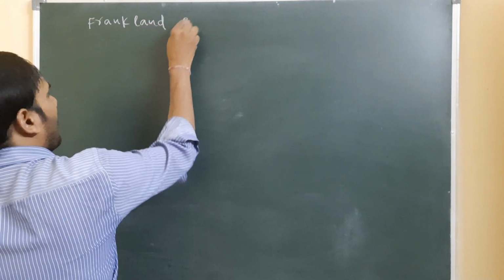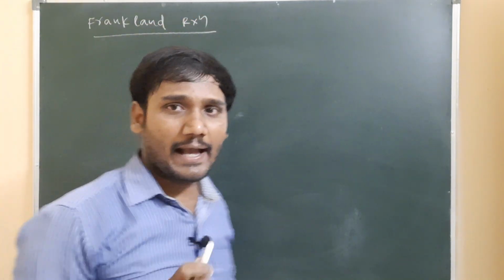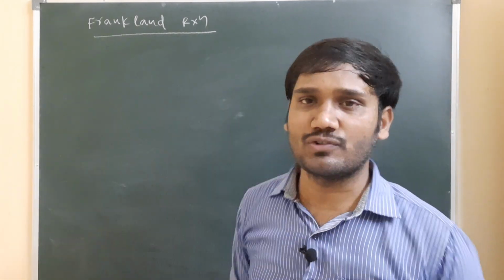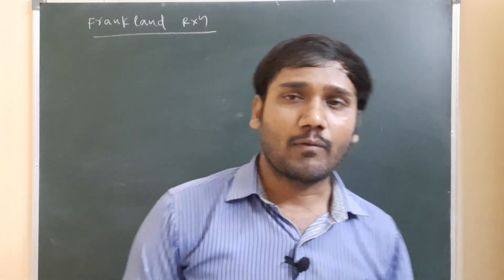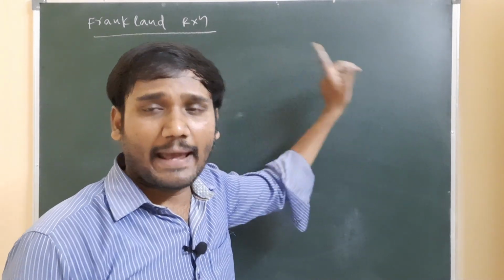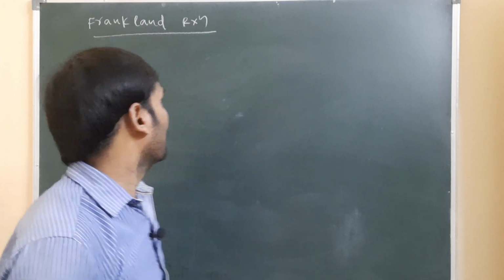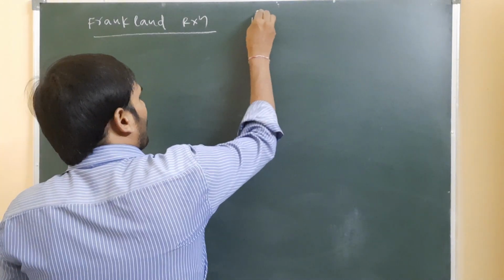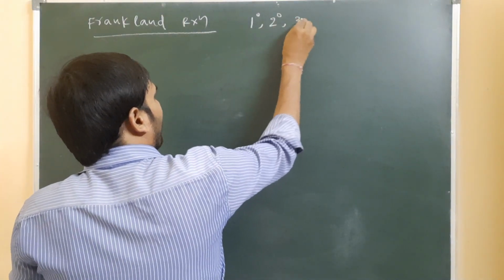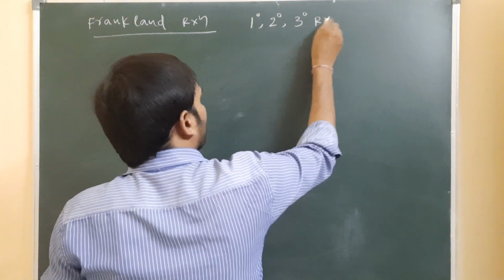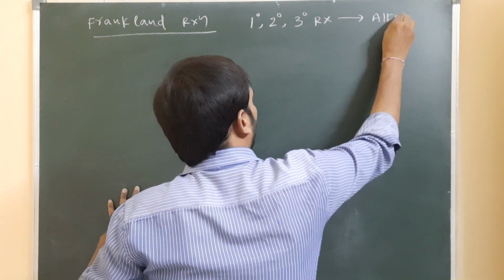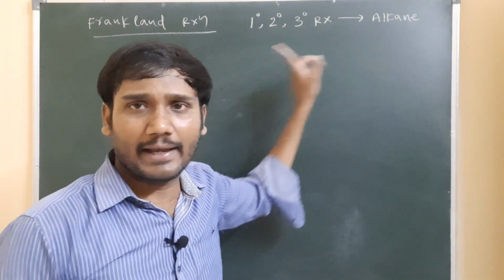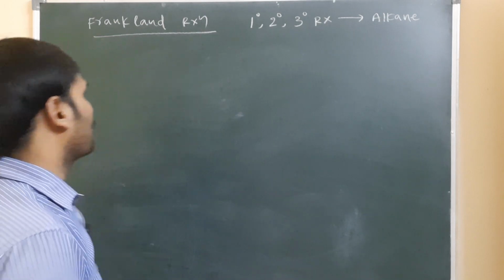Once again, the Frankland reaction is the same as the Wurtz reaction, but in the Frankland reaction the metal atom is zinc, while in the Wurtz reaction the metal atom is sodium. One more thing: the Wurtz reaction is applicable for primary and secondary alkyl halides, but the Frankland reaction is applicable for primary, secondary and tertiary alkyl halides. We can convert primary, secondary and tertiary alkyl halides to alkanes with the help of the Frankland reaction.